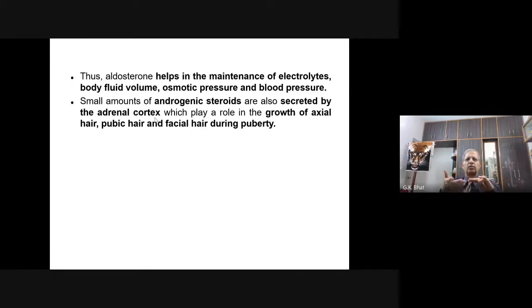the one which is responsible for the male characteristics, is also secreted by the adrenal cortex, which plays a role in the growth of axial hair, that is the hair in the armpit, pubic hair surrounding the genital organs, and facial hair, the mustache and beard you see on the face during puberty. And many times you might come across fair girls with small, short hairs just above their lips and a little bit on the face. These minute hairs are because of the androgenic steroids produced in the female. Right?